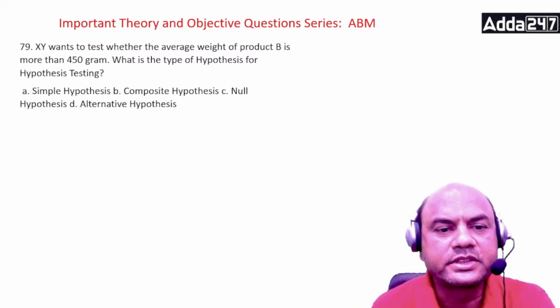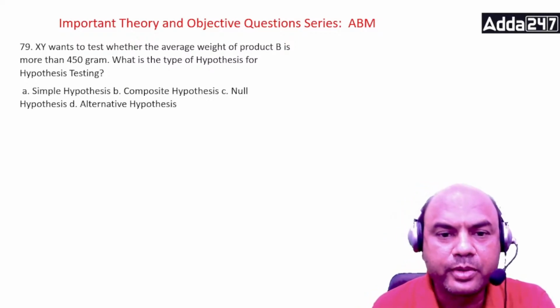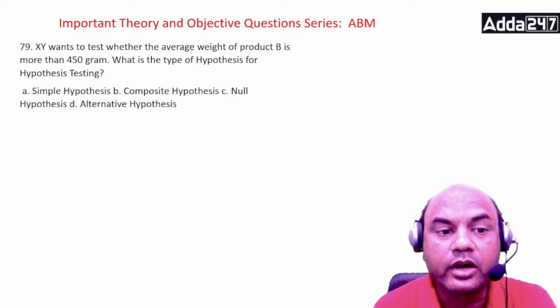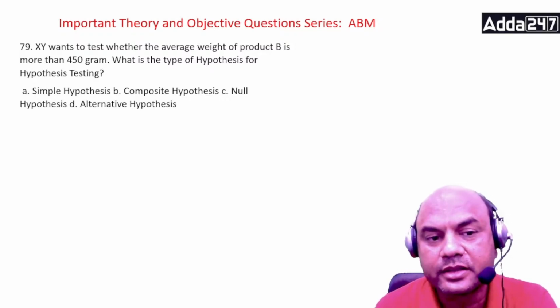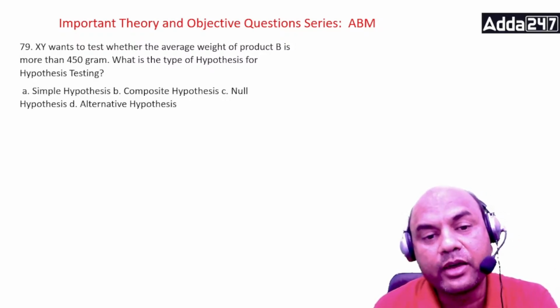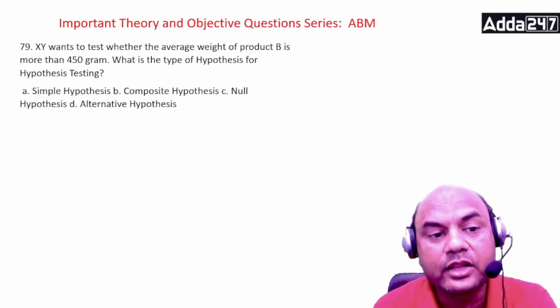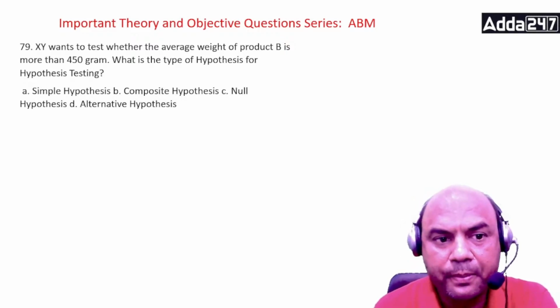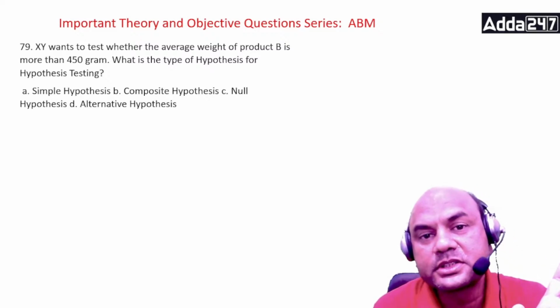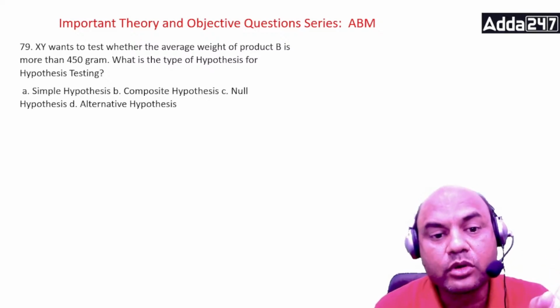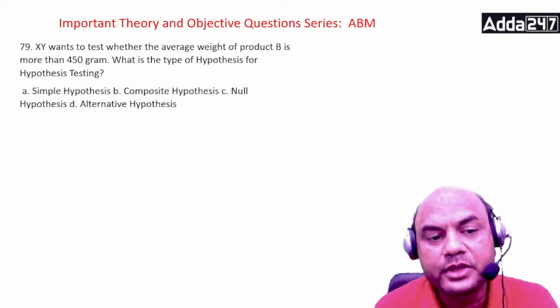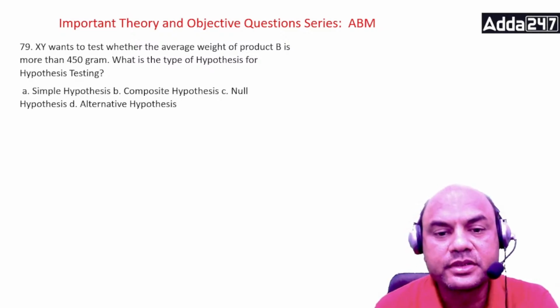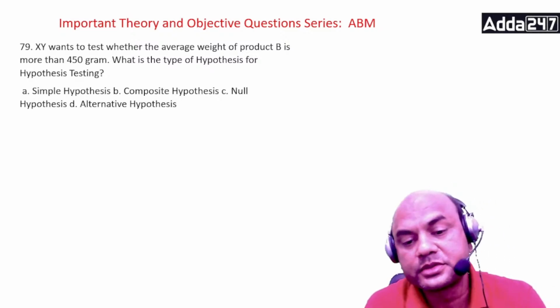XY wants to test whether the average weight of product B is more than 450 grams. What type of hypothesis will be used for this testing? I want to check whether the average weight of the product is greater than 450 grams. So which type of hypothesis will I use? Simple hypothesis, composite hypothesis, null hypothesis, or alternative hypothesis? So which one will I use?